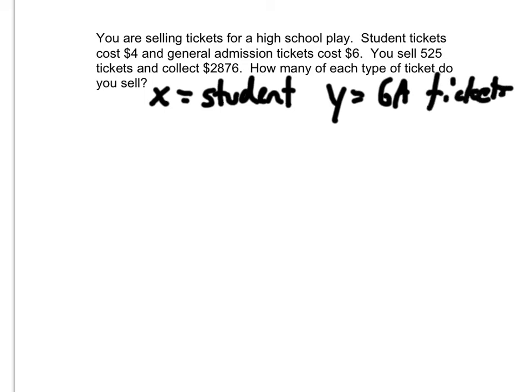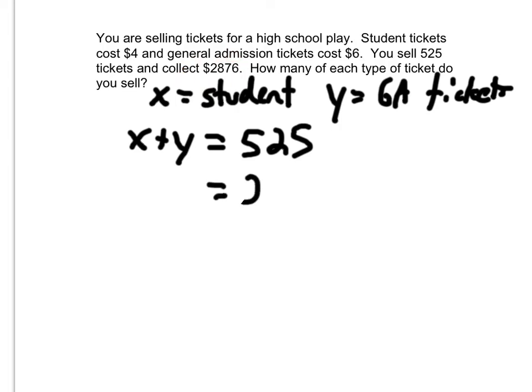Okay? Well, we know that we sell 525 tickets. So that means our student tickets plus our general admission tickets have to equal 525. So x plus y has to equal 525. That's one equation, because our two types of tickets added together have to equal the number of tickets sold. Then we also know that we collect $2,876. So we've got to have some sort of equation for the money that we collect.